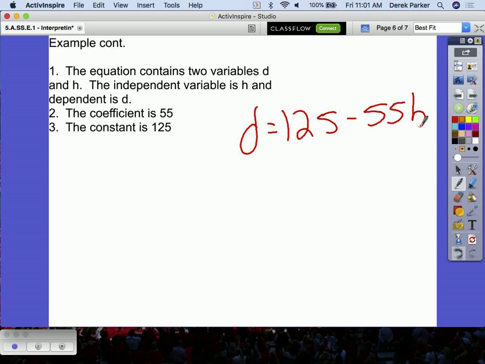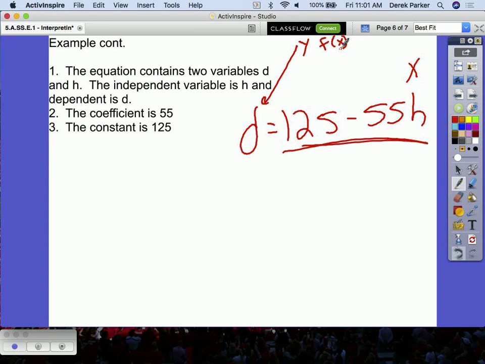The equation contains two variables, d and h. The independent variable is h, or in other words, x, and the dependent variable, which depends on all of this equation, is d, which also could be called y or f of x, and that will come later, as I said, in a few units. The coefficient is 55.